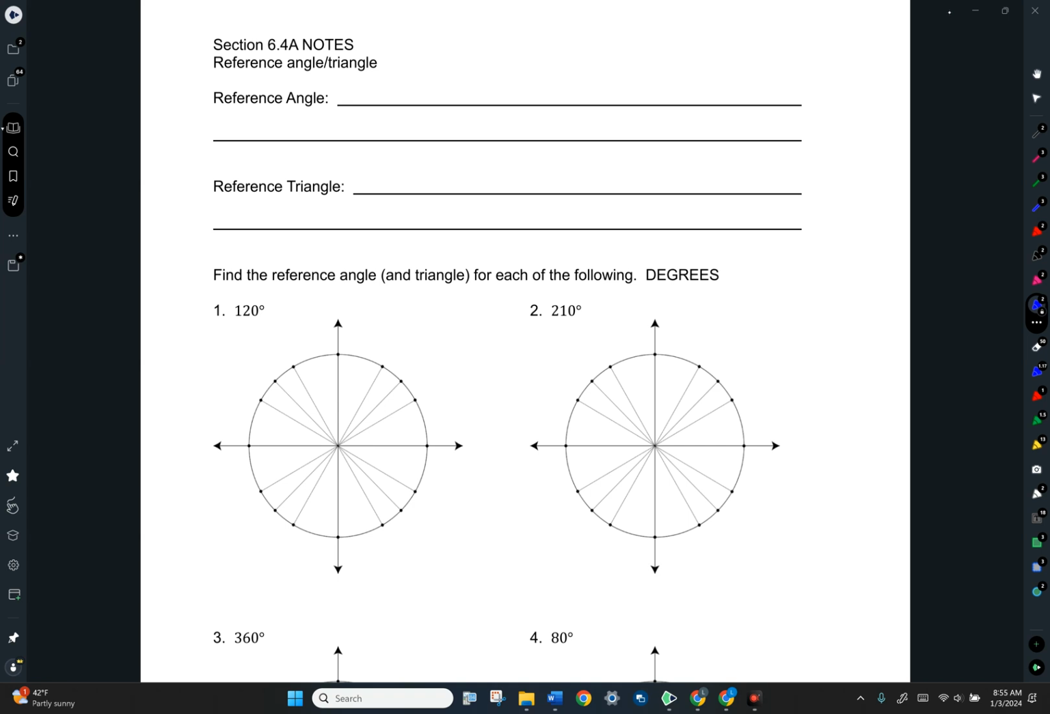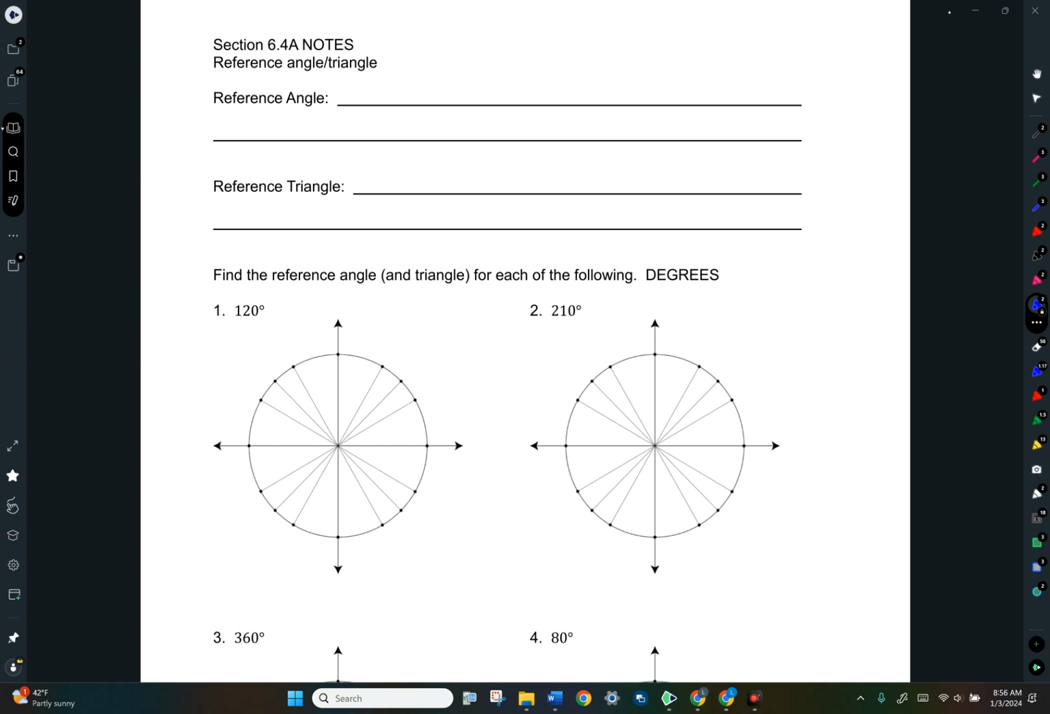So this is Precalculus, section 6.4, and we have a couple more definitions, but these are really kind of the beginning of the rest of the chapter. This is going to stick with us for quite a while. So first of all, we have what we're calling the reference angle.